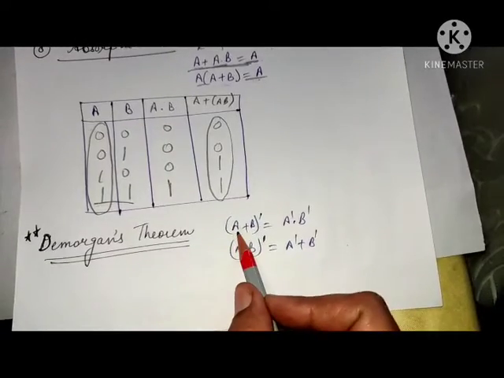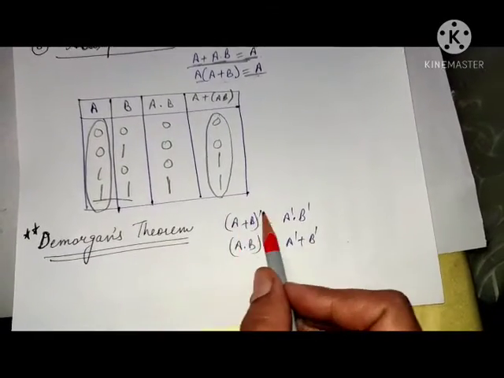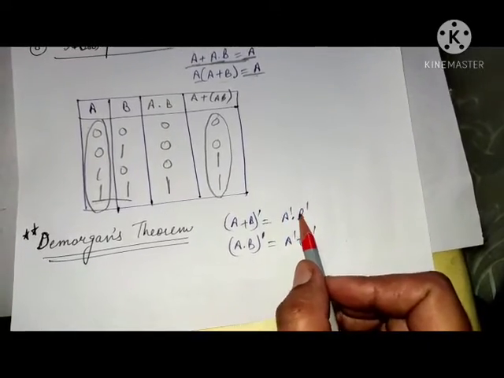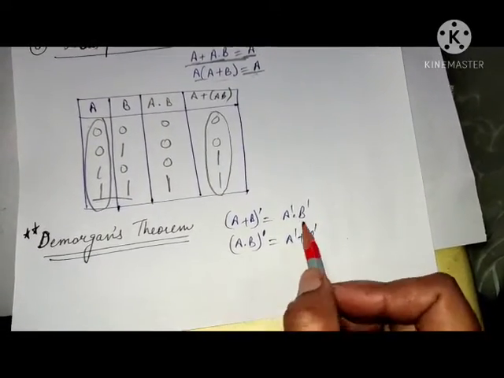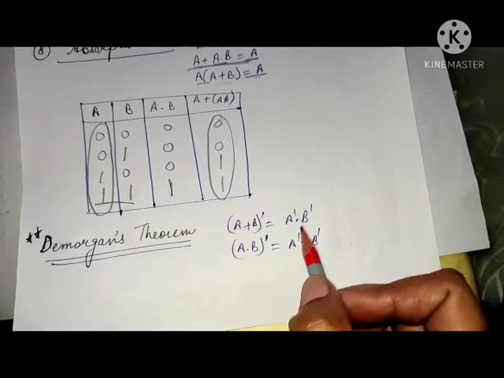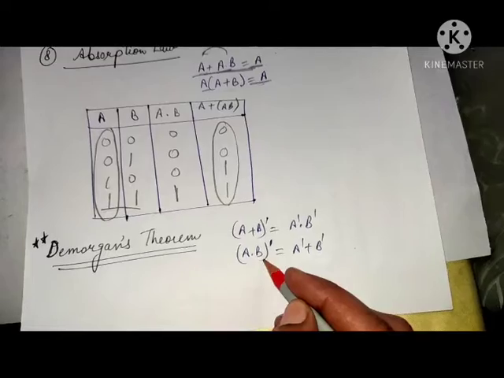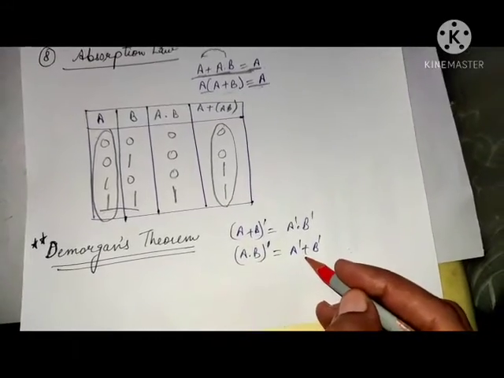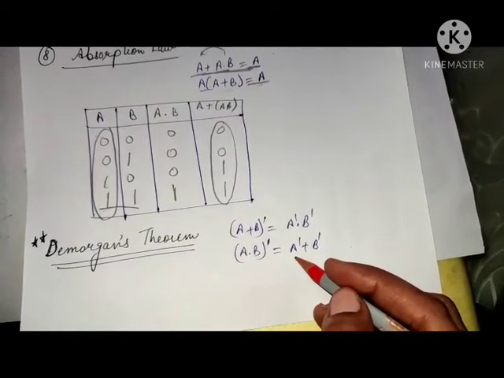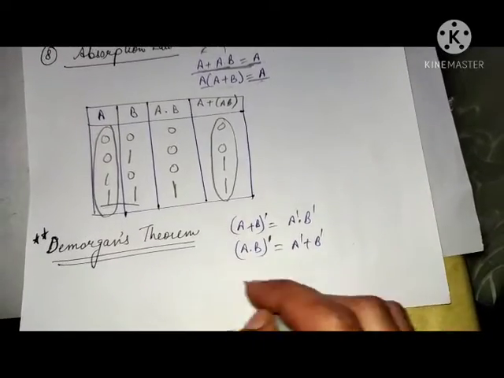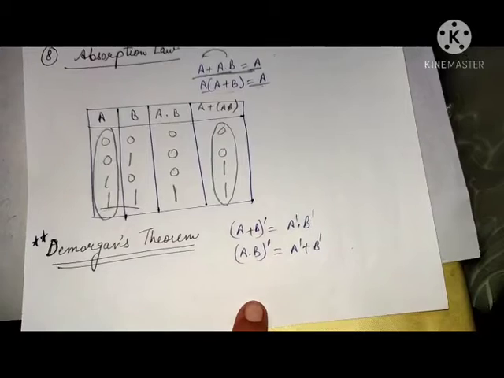अगर हम किसी 2 वेरिएबल्स का पहले एडिशन करें बाद में कॉम्प्लीमेंट करें, that is equal to पहले उनका कॉम्प्लीमेंट करें फिर उनका प्रोडक्ट करें. Same in the other case, if we are taking the complement of the product of 2 variables, that is equal to the sum of the complements of the 2 variables. We can prove this theorem by truth table also.